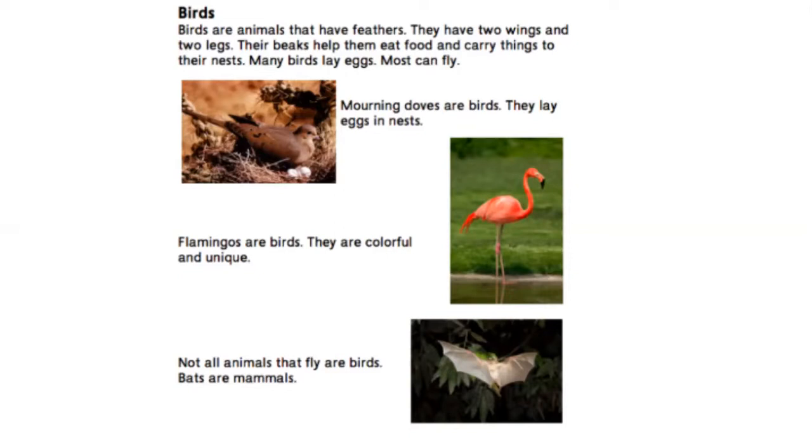Not all animals that fly are birds, though. Bats are mammals. And some birds don't fly. Like a penguin is a bird, but it doesn't fly. It has wings. Bats are not birds because bats don't lay eggs. Bats give birth to little baby bats.